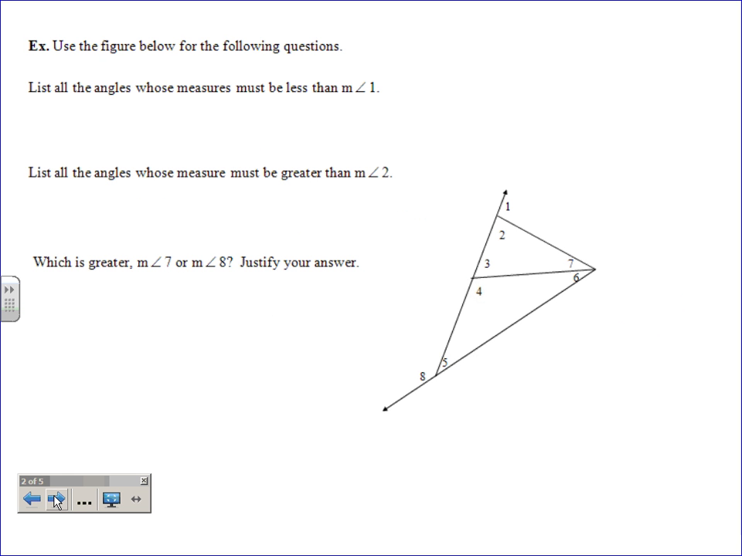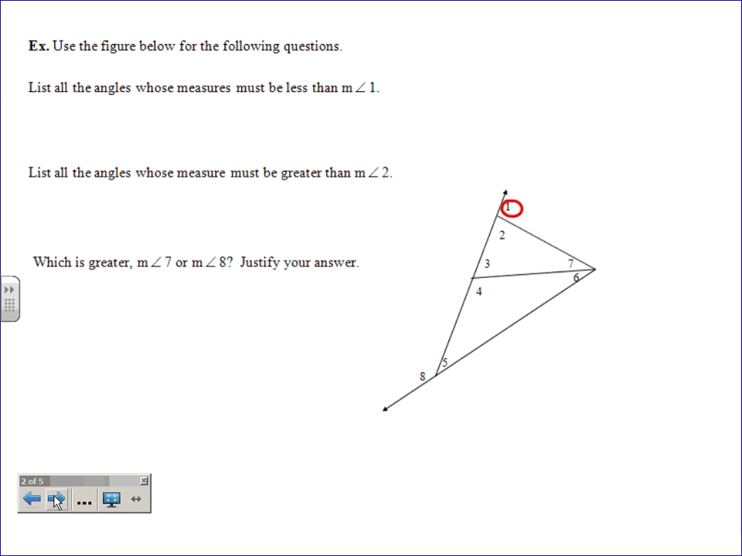Well, of course, sometimes the pictures get a little bit more complicated. And the questions get asked in various ways. So here I would like you to list all the angles whose measures must be less than 1. Well, angle 1 is very simple to find. There it is. Are we guaranteed that angle 2 will be less than the measure of angle 1? Could be though, right? But we don't know for sure. We don't want to make any assumptions. Are there any angles up here that we know for sure? Yes, there are a few.